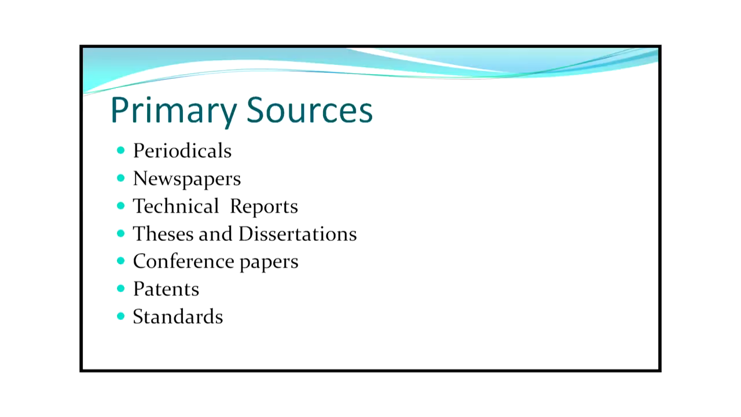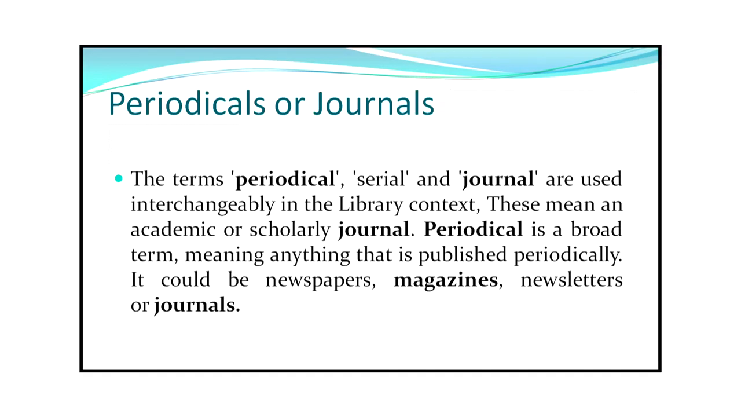Examples of primary sources: periodicals or journals, newspapers, technical reports, theses and dissertations, conference papers, patents and standards. Periodicals or journals. The terms periodical, serial and journal are used interchangeably in the library context. These may be academic or scholarly journals. Periodical, in fact, is a broad term which means anything that is published periodically. It could be newspapers, magazines, newsletters or journals.